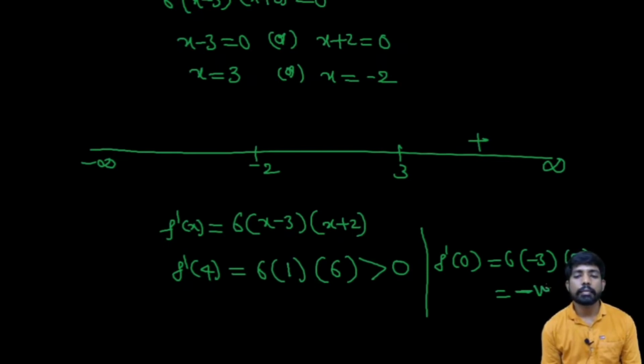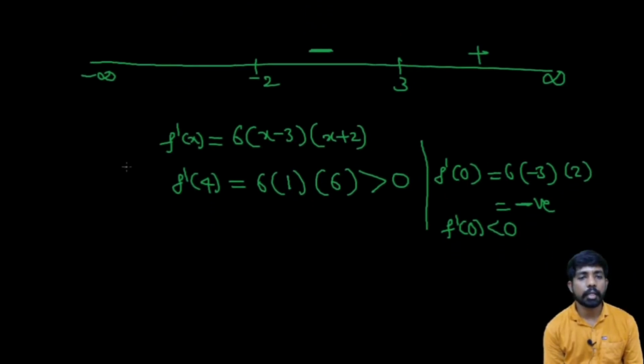So here a negative sign you are getting. That means f dash of 0 is less than 0, means negative. Next, minus 2 to minus infinity. Consider any number. Let us consider f dash of minus 3. So minus 3 lies from minus 2 to minus infinity.